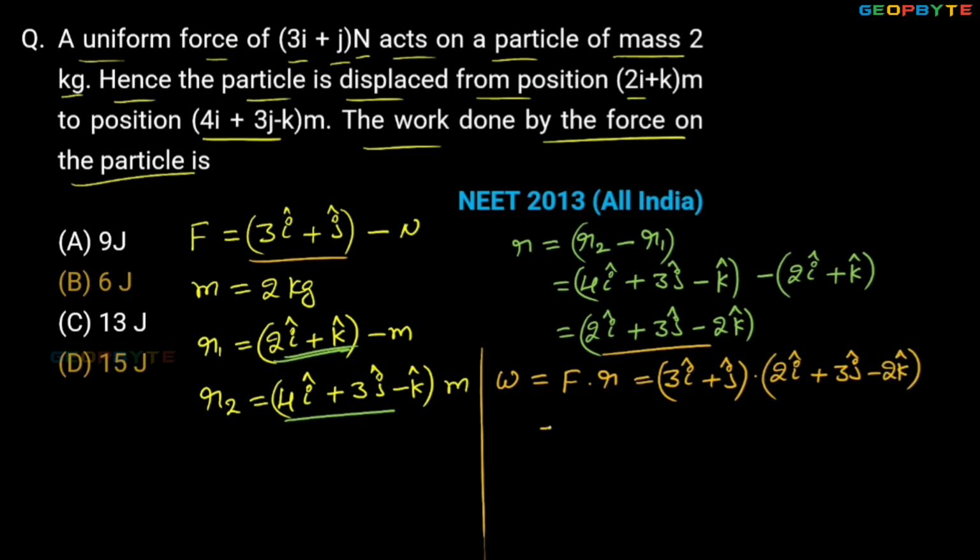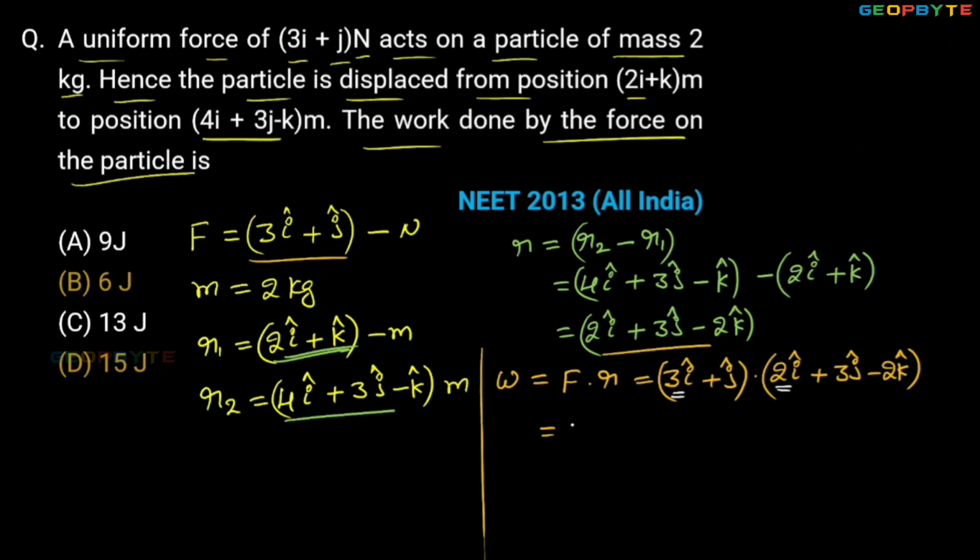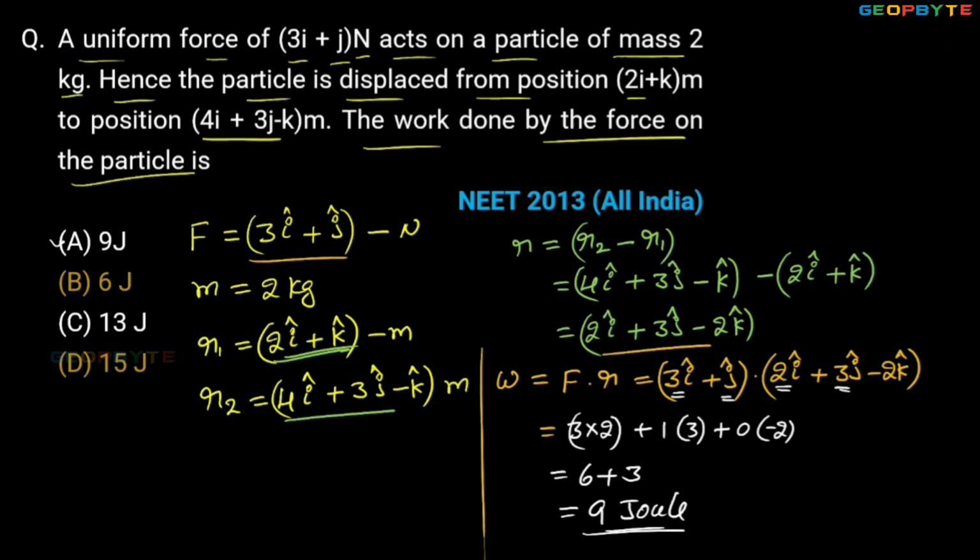Simplify this part. It is giving multiply i to i, j to j, k to k. I to i, 3 into 2, 6, plus j to j, 1 into 3, plus 0 into minus 2. Right? There is no force in terms of k cap. That's why it is 0. It is 6 plus 3, equal to 9 joules. That is the work done. Look at the option A. Option A is absolutely correct.